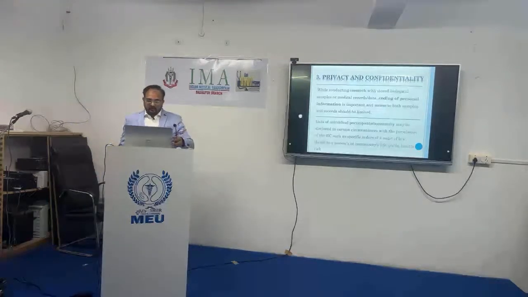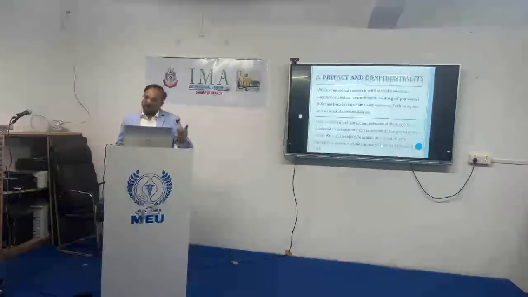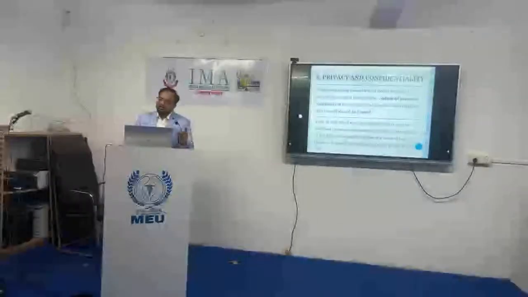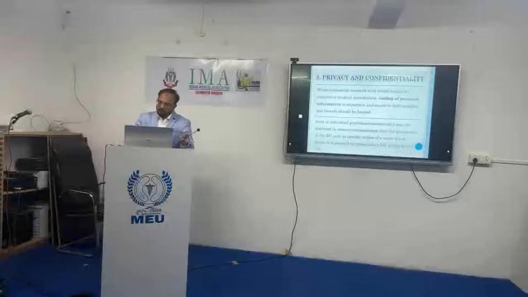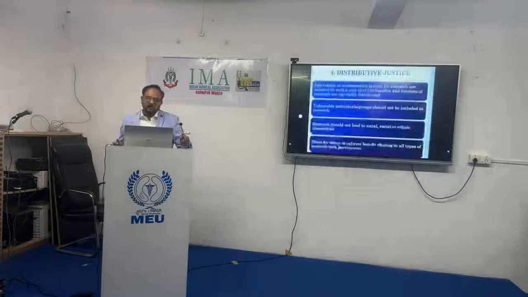The data of an individual participant or community may be disclosed in certain circumstances. First we have to take the permission from the ethical committee. Then we have to disclose the personal information, and only if the orders come from a court of law or there is a threat to personal or community life. Okay? Now, distributive justice.